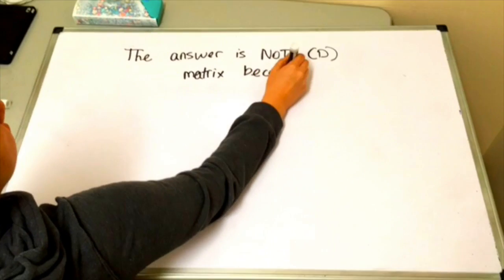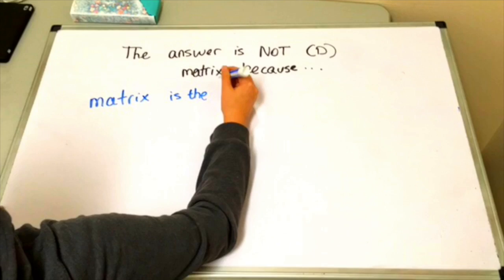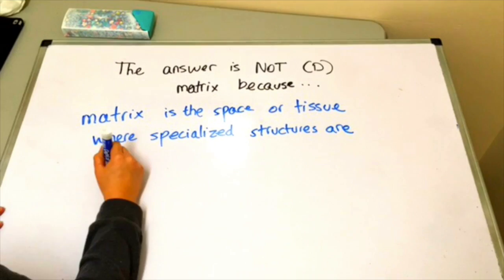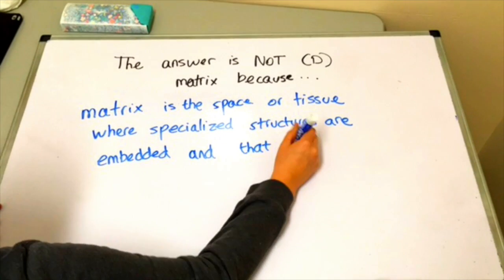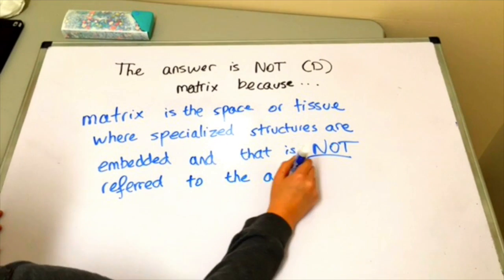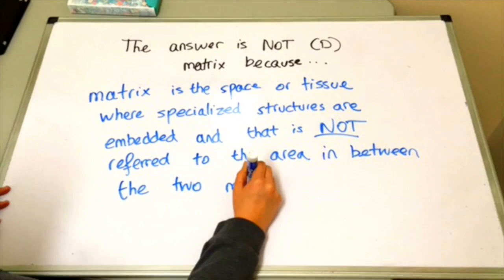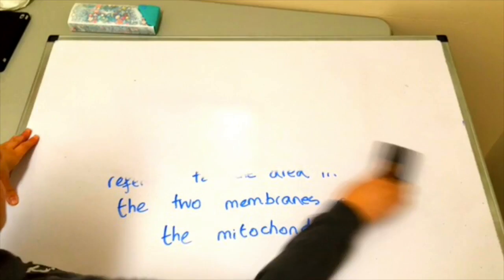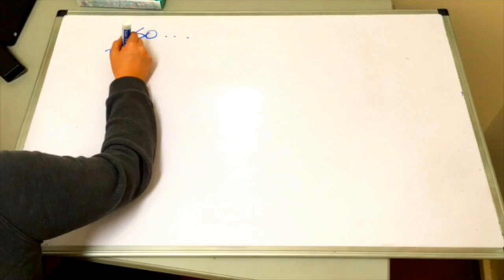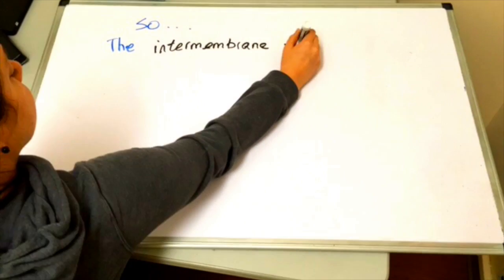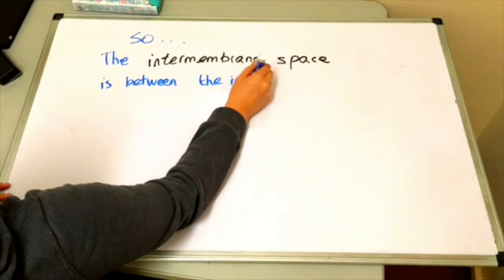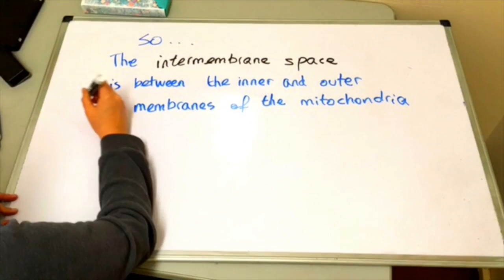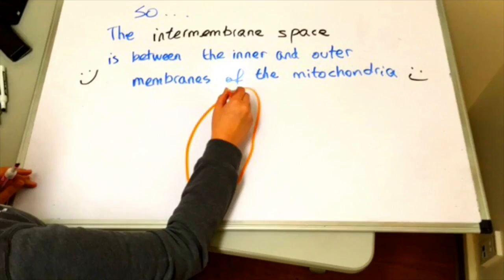The answer is not matrix, because the matrix is a space or tissue where specialized structures are embedded and is not referred to as the area between the 2 membranes of the mitochondria. So, the intermembrane space is between the inner and outer membranes of the mitochondria. Pretty self-explanatory, huh?